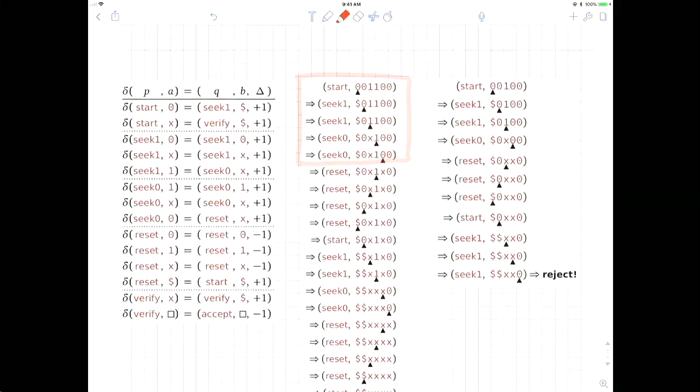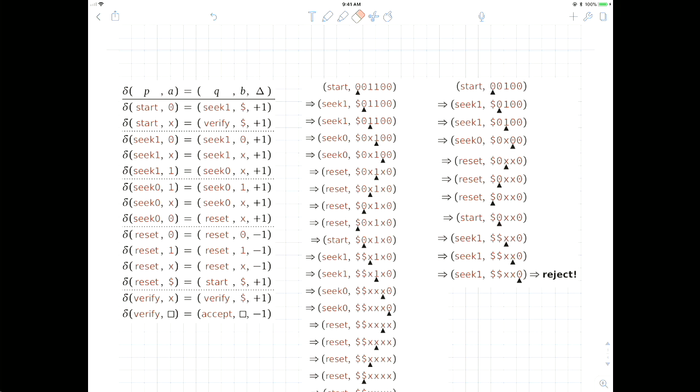So on the right, you can also see an example of what happens for a string that's not in this language. There's not enough 1s. And so what happens in this case is when I get to either a seek step where I'm looking for a 1 or the verify step where I'm looking for all X's, I see a symbol that shouldn't be there. And at that point, I just reject.